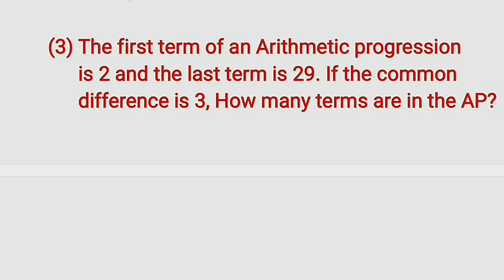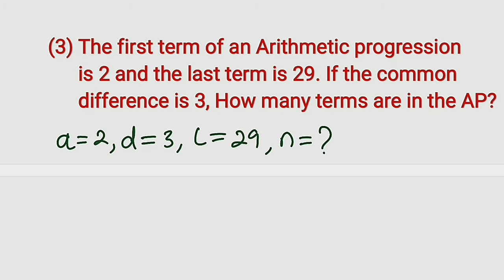which is under arithmetic progression. It reads, the first term of an arithmetic progression is 2, and the last term is 29. If the common difference is 3, how many terms are in the AP? So now let us write the data. We are given the first term, which is denoted by A as 2. Common difference D is equal to 3. Last term is given as 29. And we are looking for the number of terms.